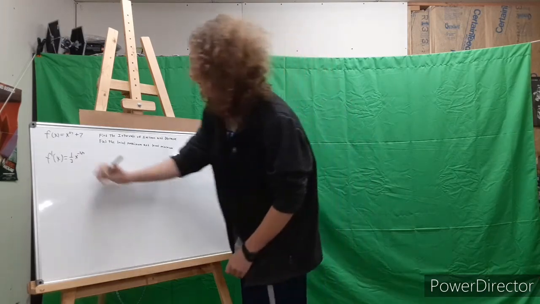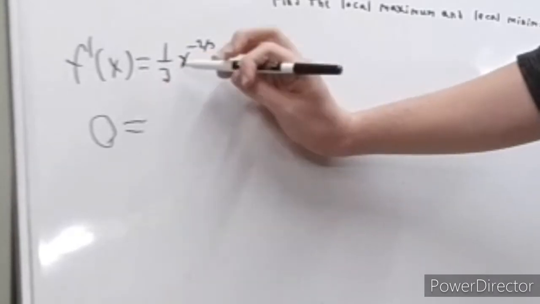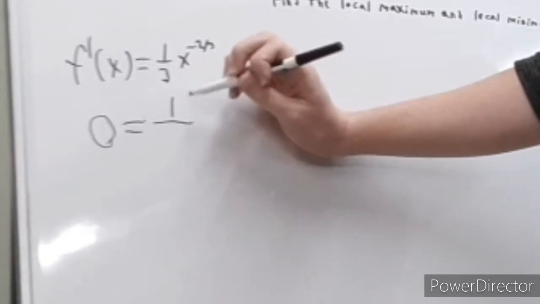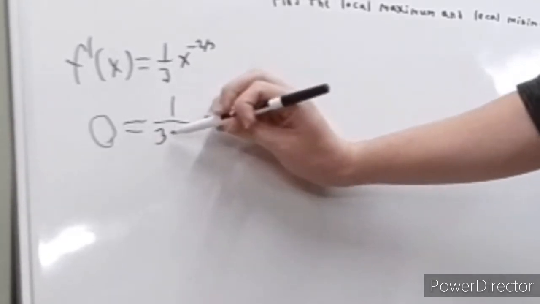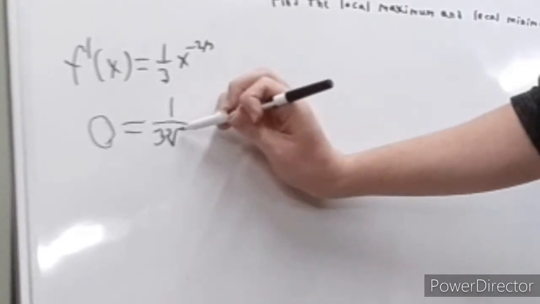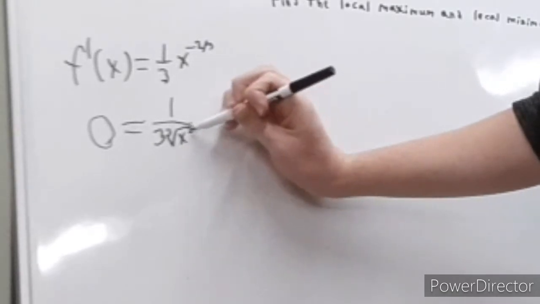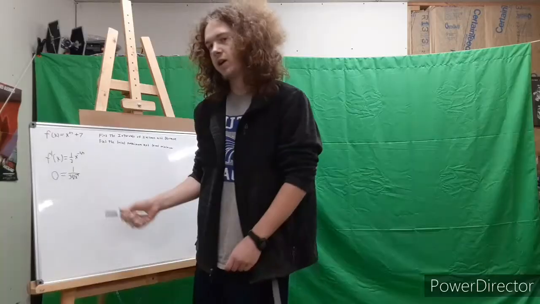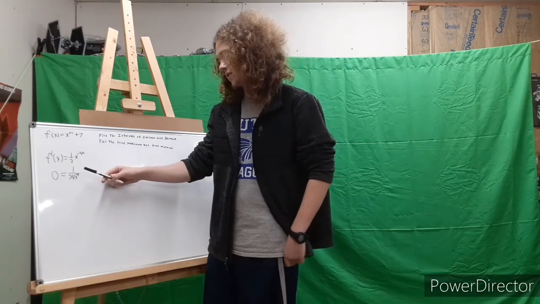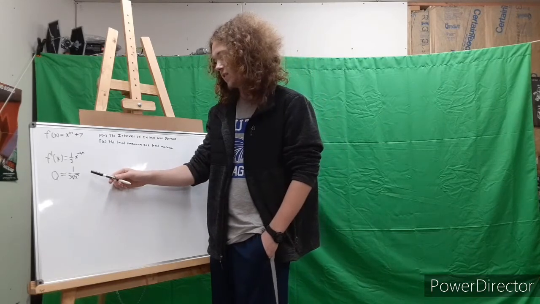So we'll rearrange this. It's 1/3 times the cube root of x squared. Now, this here is never equal to 0 because the numerator of the function is just 1, and 1 will never be 0, no matter what x is.